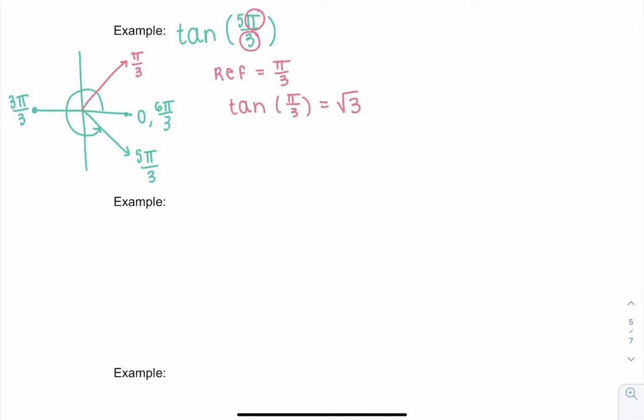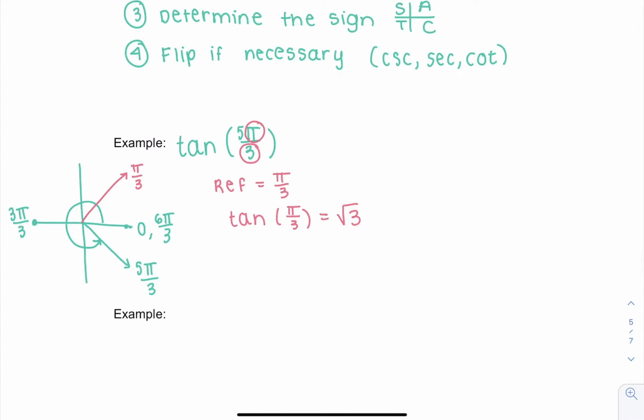And last up, I have to determine the sign, right? So if I think All Students Take Calculus, well, I'm over here. Only cosine is positive, so this is going to be negative. And I don't have to flip because I'm working with tangent. So my final answer is negative square root of 3.